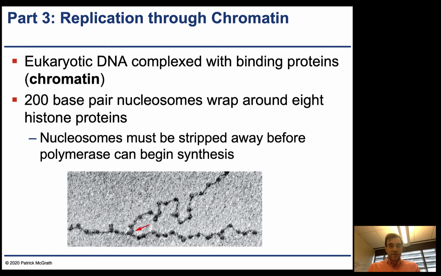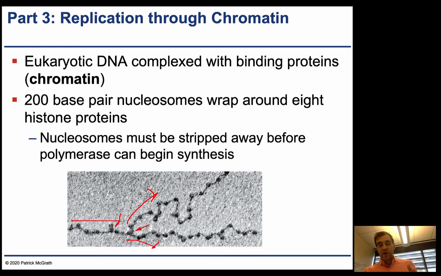You also have to deal with replication through chromatin. So here is a picture of a replication fork. You have the old strands coming in this way, and then you have the new strands coming in this way. And you notice that these are actually decorated with nucleosomes. And so this presents two problems.